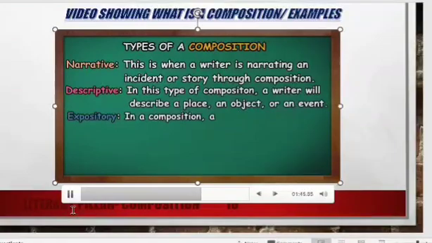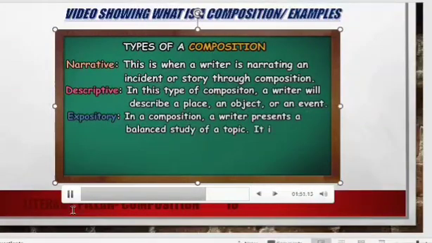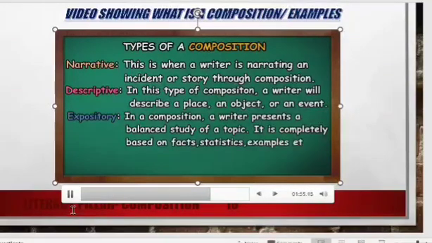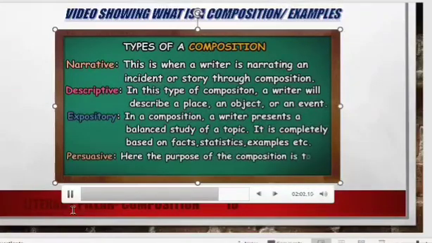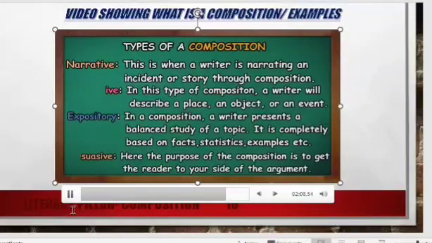The other type is expository. In a composition, a writer presents a balanced study of a topic. It is completely based on facts, statistics, examples, etc. And the fourth type is persuasive. Here, the purpose of the composition is to get the reader to your side of the argument.